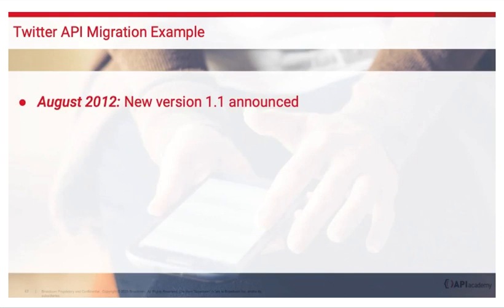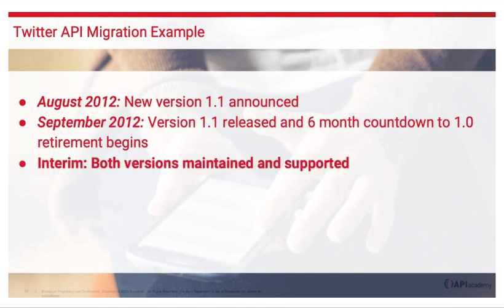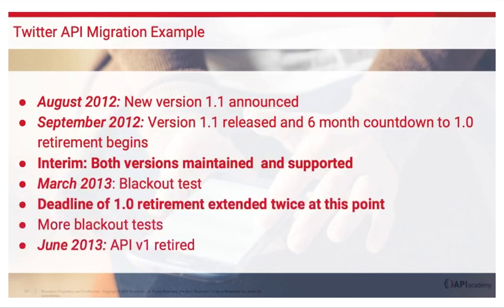Twitter announced the new version of the API. The new version was released and the old version retirement announced. At this point, both versions were maintained and supported. Tests were conducted and deadlines extended, twice. The old version of the API was finally retired, almost a year after the announcement of the new version.